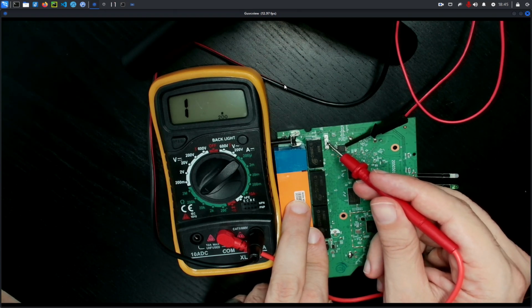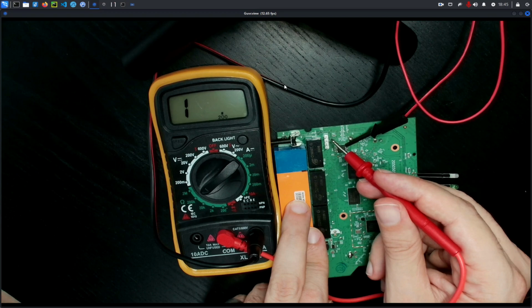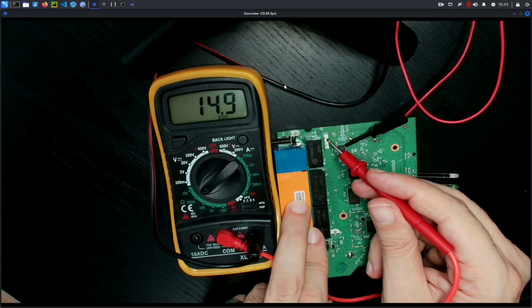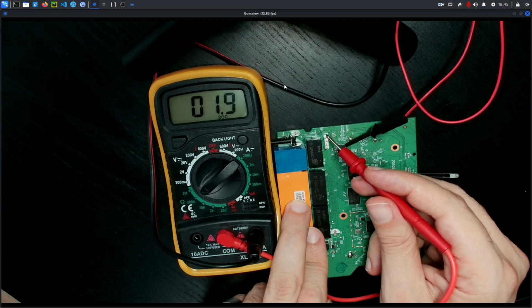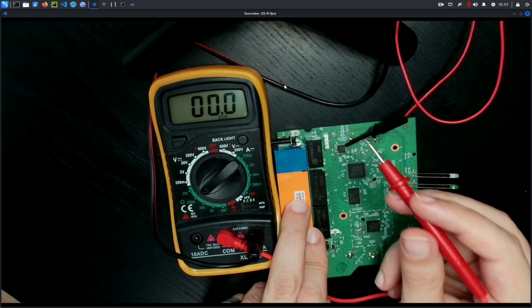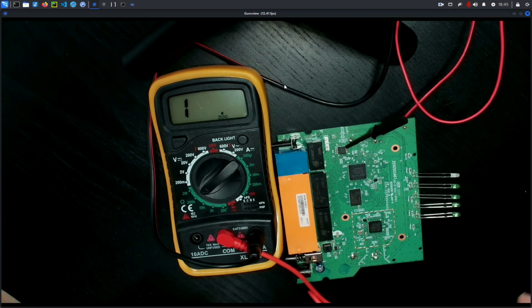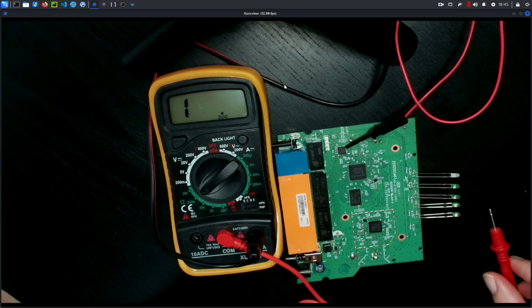Pin number 3, it's again one, very big. Pin number 2, that will go around 35 as well. Yeah, around 35. And then pin number 1, it goes to 0. Okay, so now we finished the resistance measurement.